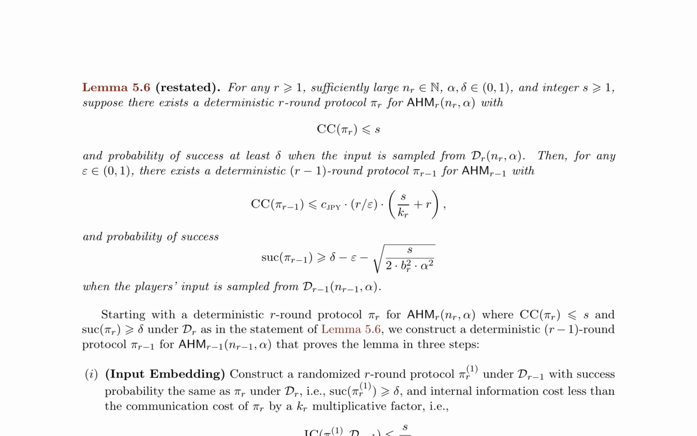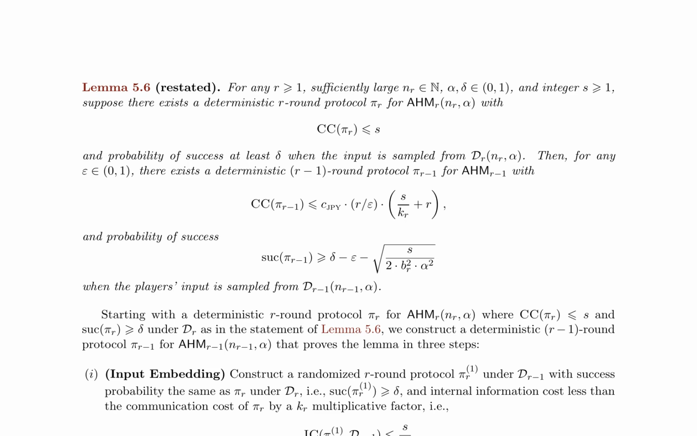Lemma 5.6 provides a construction for a deterministic r-1 round protocol pi r-1 for the approximate heavy matrix AHM problem, given a deterministic r round protocol pi r for AHM with specific properties. The lemma states that if pi r has a communication cost of at most s and a probability of success of at least delta, then pi r-1 can be constructed with a communication cost of at most s times k r plus r, and a probability of success of at least delta minus r s, 2b2 r alpha 2.